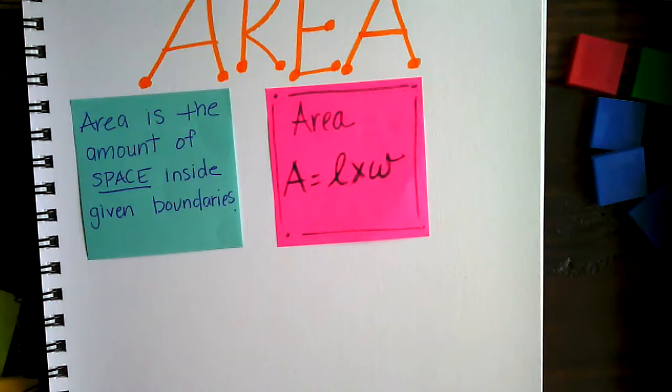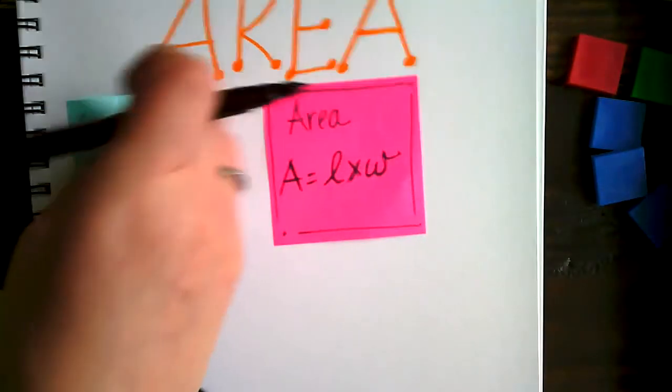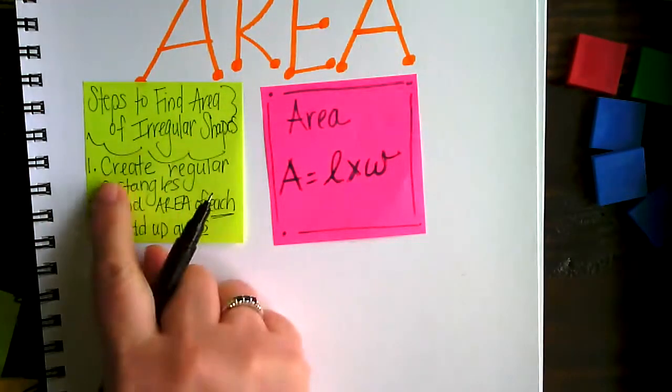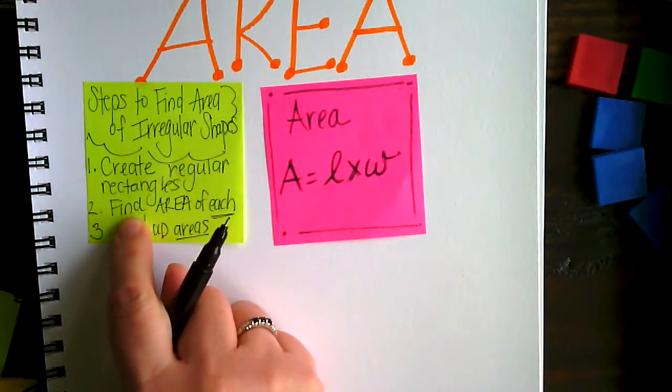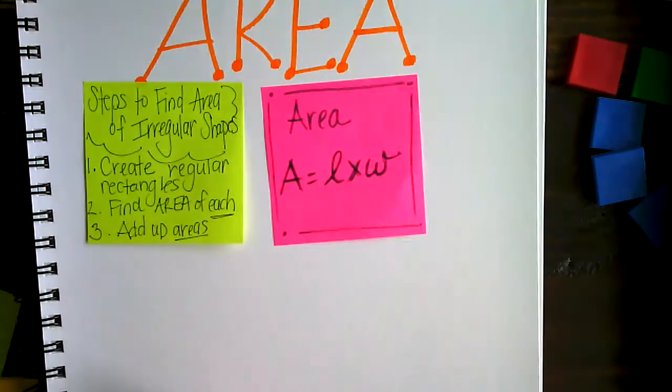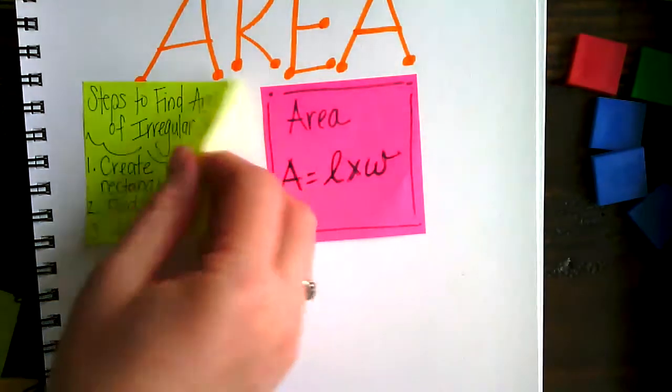Okay, so let me just quickly recap what we did and then we'll practice. What we just did was find the area of irregular shapes. We created regular rectangles, we found the area of each, and we added them all up for the grand total. Okay, so let's practice with a couple on your paper. Go ahead and grab page 248 and a couple crayons, and we'll follow these steps.